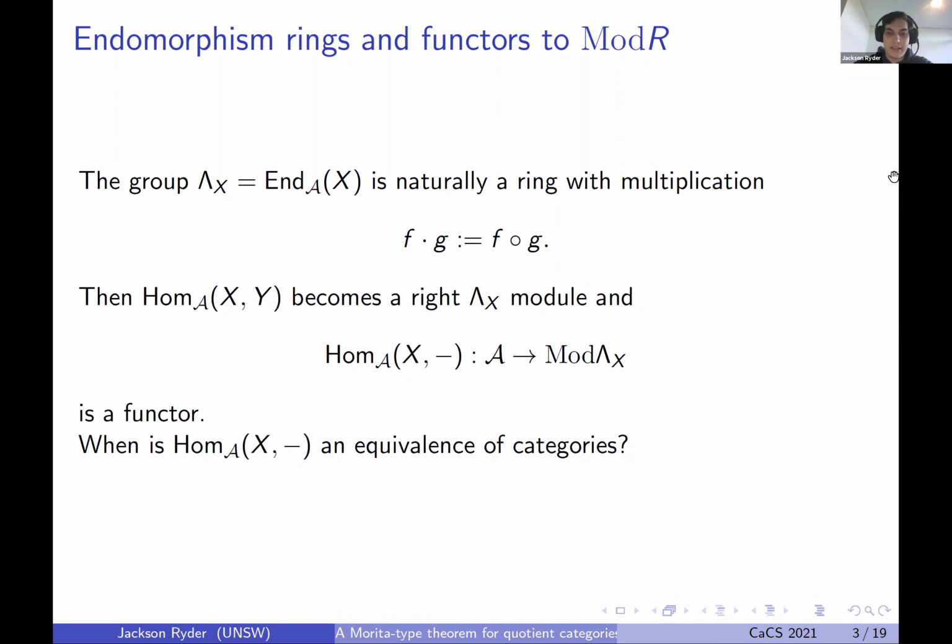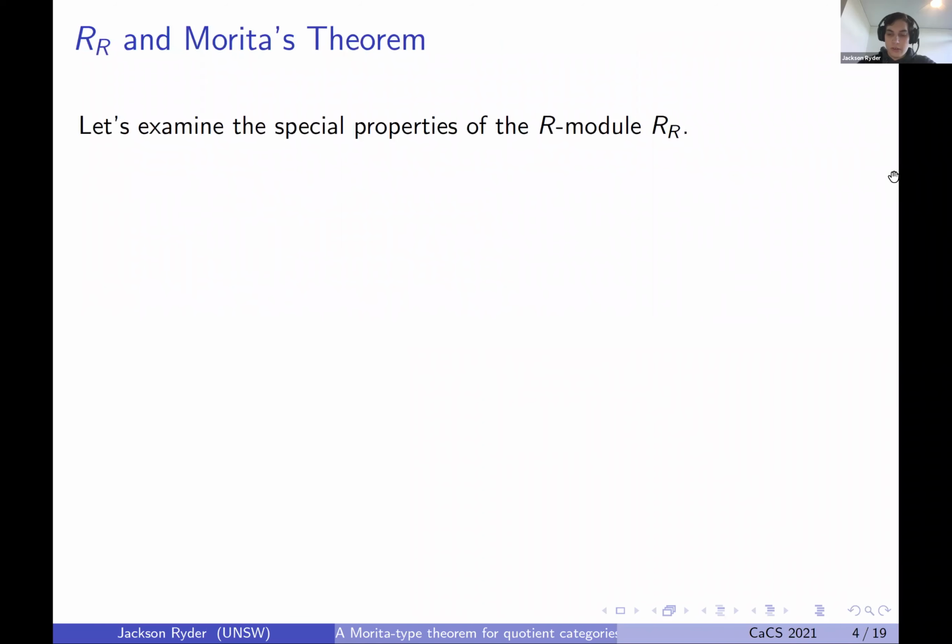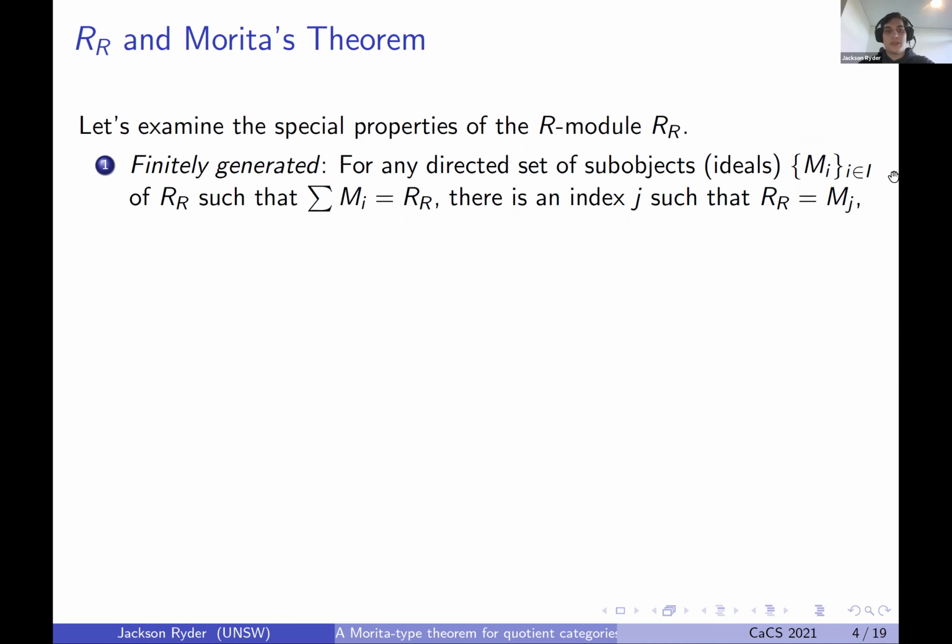So the key insight is that we want to look for an object in our category that behaves similarly to the ring itself when you consider it as a module over itself. So what do we actually need? So we know that the ring is finitely generated. This may be a bit more highbrow take on finite generation. So we say that for any directed set of subobjects or ideals you can think of, these M_i, whose sum is actually equal to R, there's some index j such that the object M_j is actually equal to R.